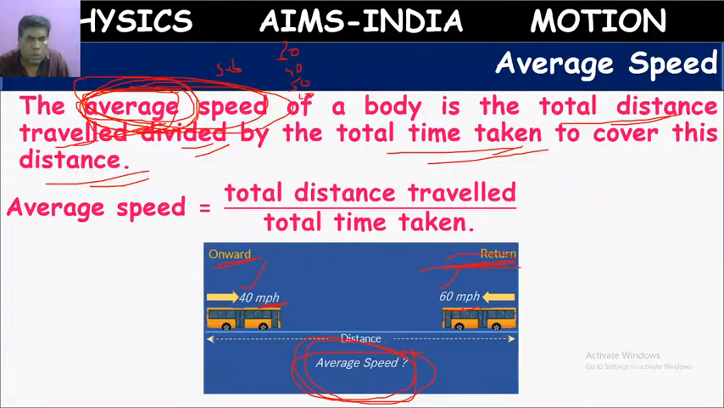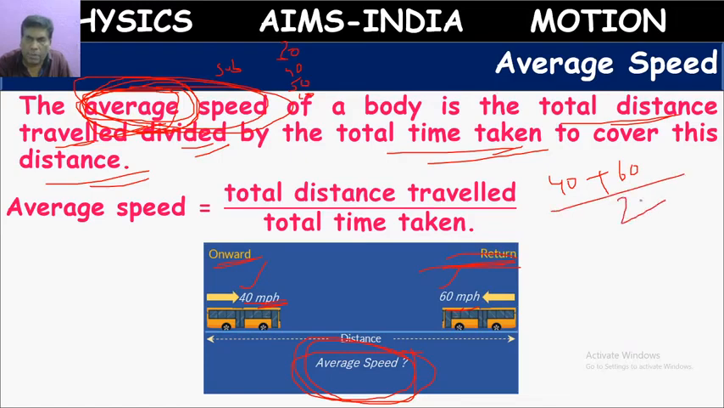Average speed means total distance by total time. Somebody is giving the answer 100, 50. 100 is wrong. Is 50 correct? What is the formula here? Total distance traveled by total time. Here what is 40? 40 is a speed. What is 60? 60 is also a speed.